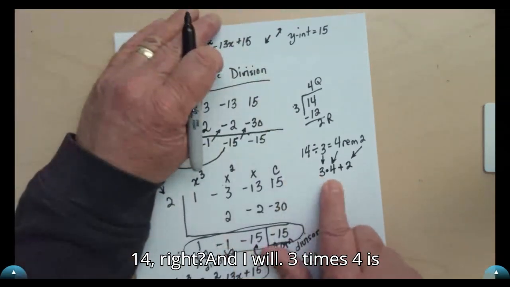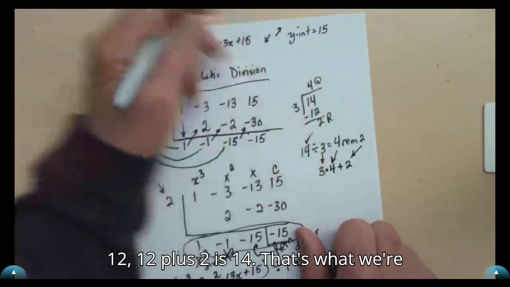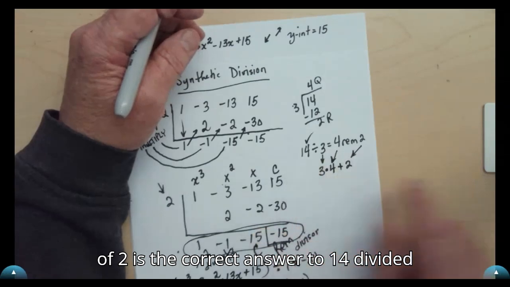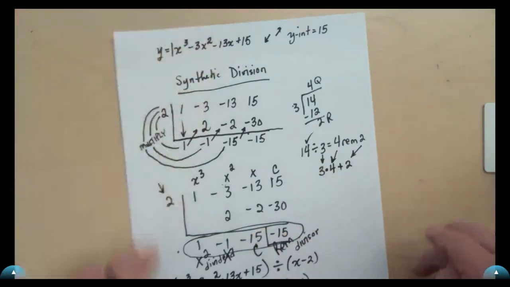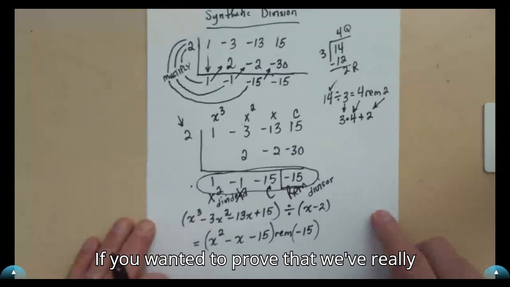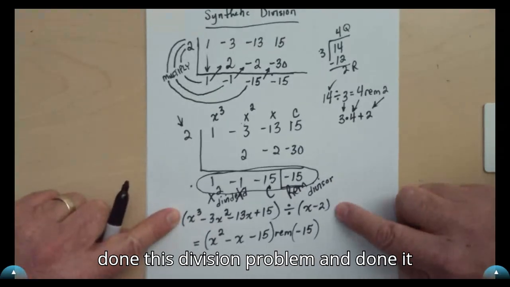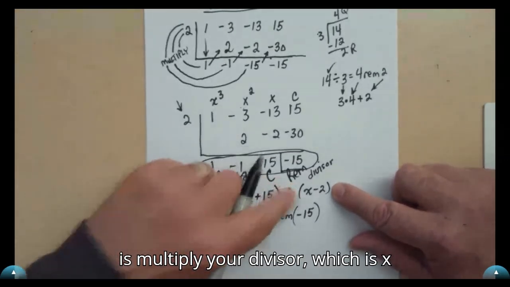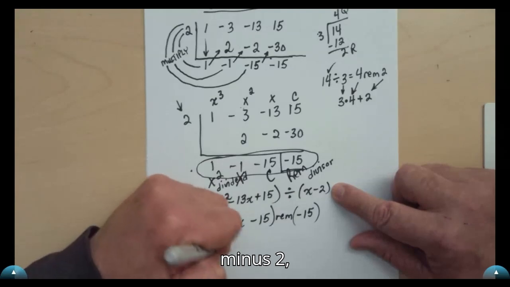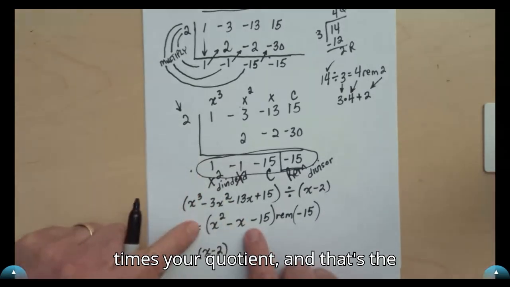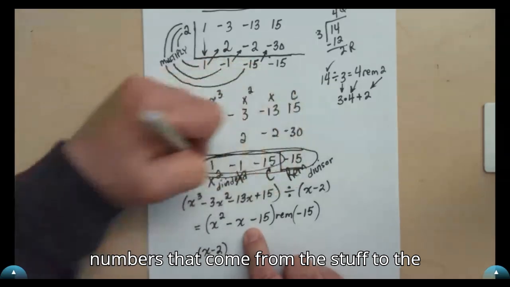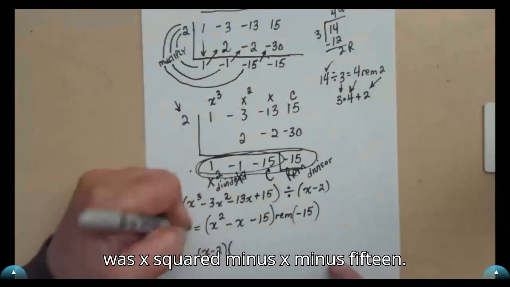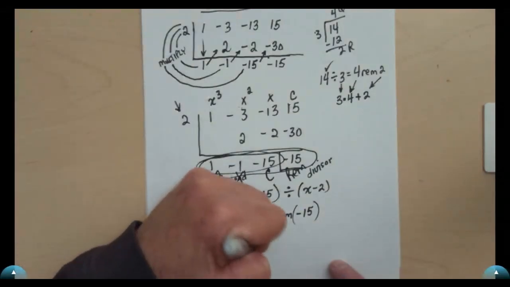And I will. 3 times 4 is 12. 12 plus 2 is 14. That's what we're supposed to get. So 4 with a remainder of 2 is the correct answer to 14 divided by 3. Everybody with me? If you wanted to prove that we've really done this division problem and done it correctly, then what you would need to do is multiply your divisor, which is x minus 2, times your quotient, and that's the numbers that come from the stuff to the left of that little box at the end. That was x squared minus x minus 15.